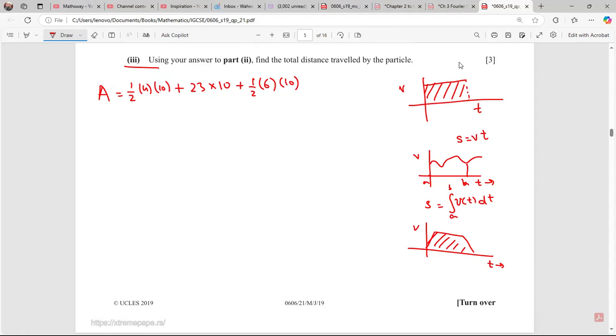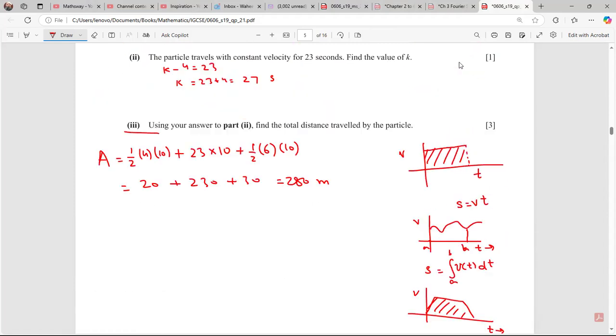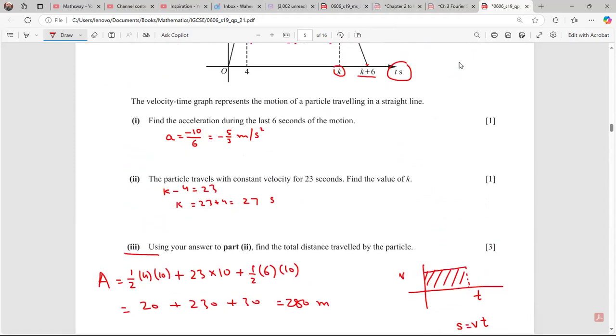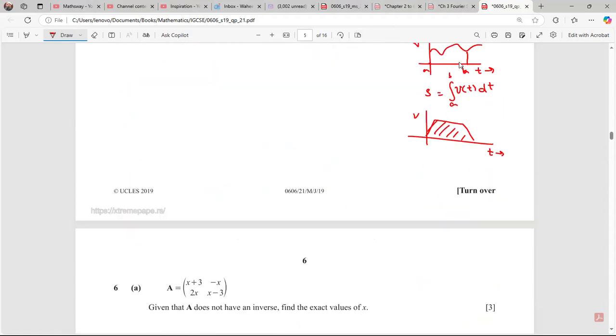Okay, I hope everything is clear. We just need to find this total area. And if I simplify this whole thing, it is 20 plus 230 plus 30, so it is 280 meters. Okay, so this was an interesting question, and that's it. Okay, let me continue to the next question because they are short ones.